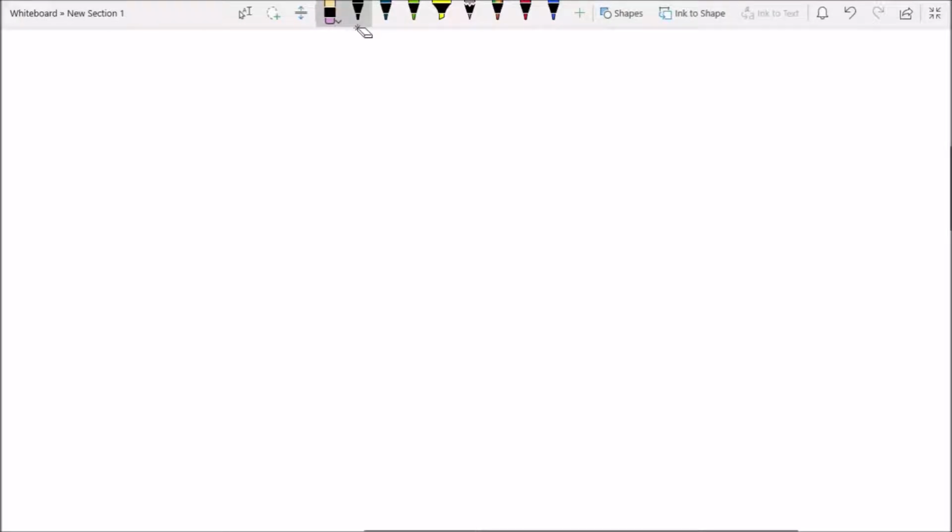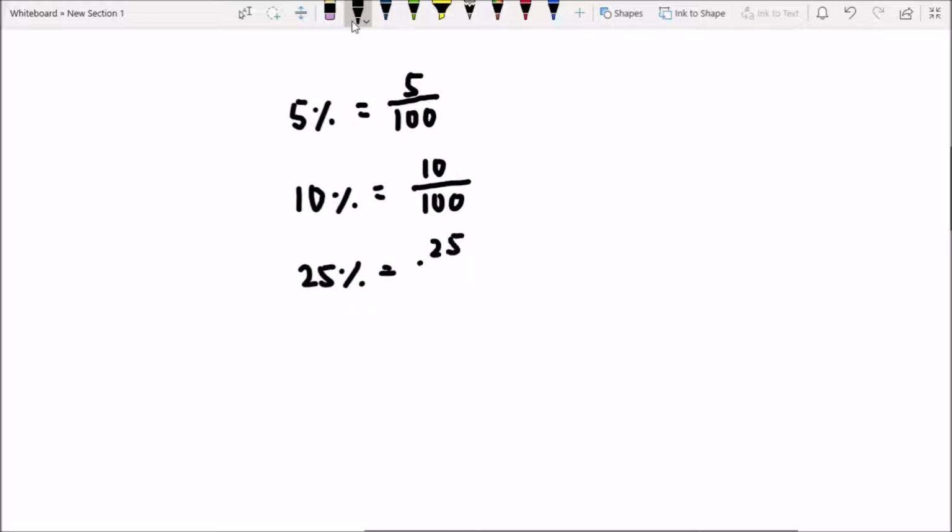Percentage might sound like a scary topic, but don't let your mind run wild. Just think of percentages as a special type of fractions where the denominator is always 100. Because that's exactly what it is. Here are a few examples.